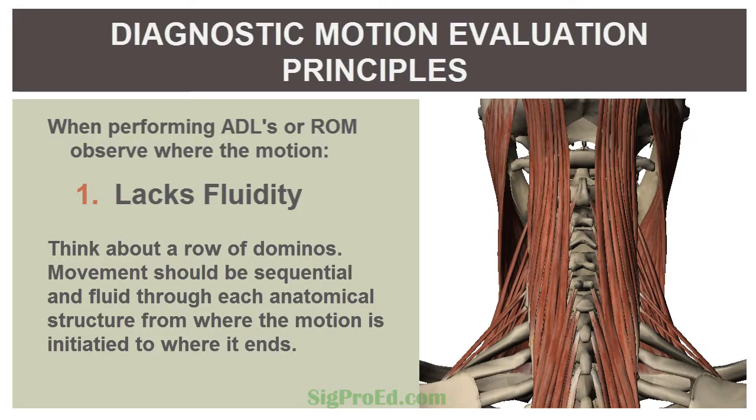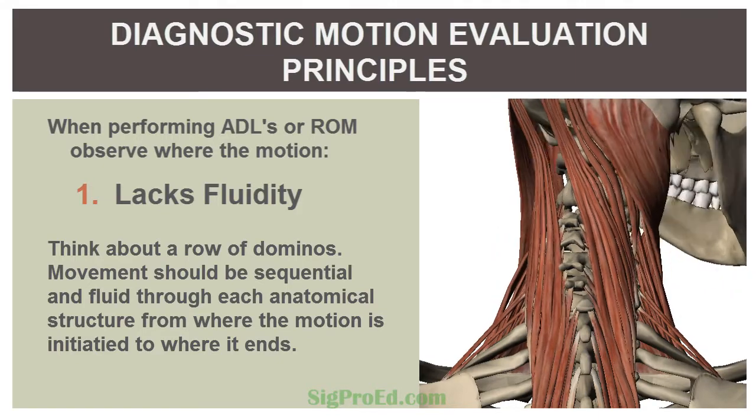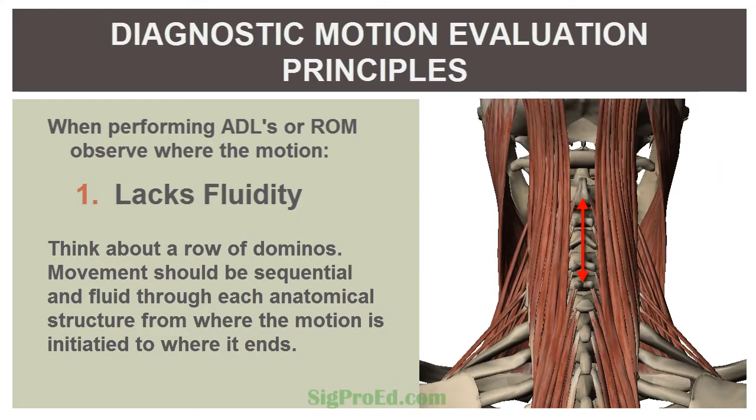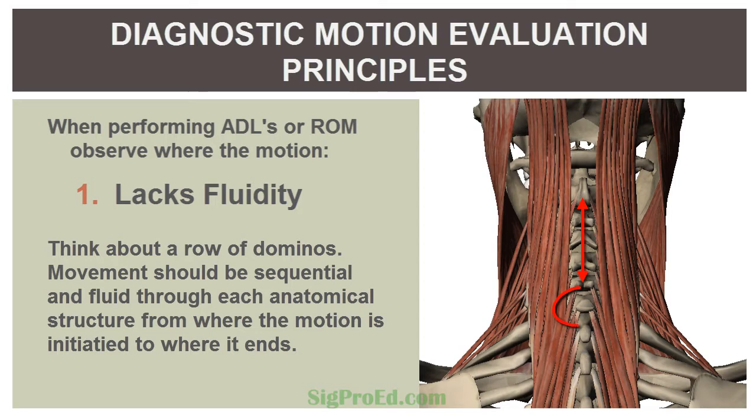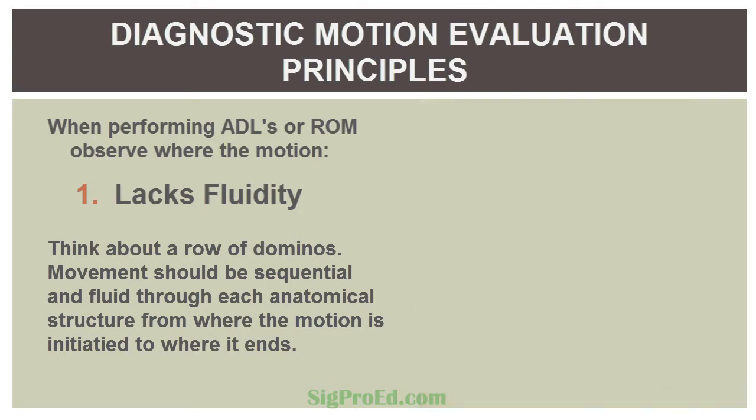So that area would not need to be mobilized. What would need to be mobilized are cervical levels 2, 3, 4, 5, and 6. And cervical level 7 would in fact need to be stabilized because it has become hypermobile by compensating for a lack of motion through the cervical spine levels 2 through 6.